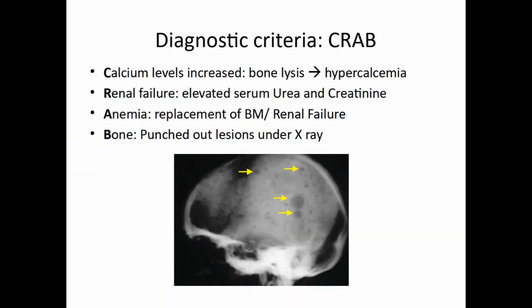An important diagnostic criteria called CRAB is developed for suspecting multiple myeloma. C for calcium, that is hypercalcemia, increase in calcium. R for renal failure, which is evidenced as increase in serum urea and creatinine. A for anemia, that is due to less hemoglobin or less number of RBCs, which is because of replacement of bone marrow due to proliferating plasma cells. Then under B, you have bone, that is punched out lesions in the skull. The image shows multiple punched out lesions in the skull.